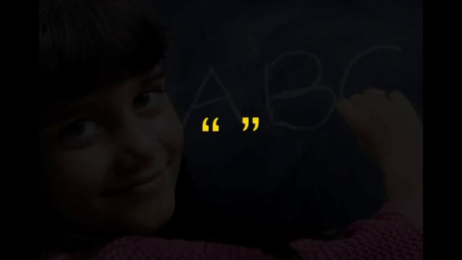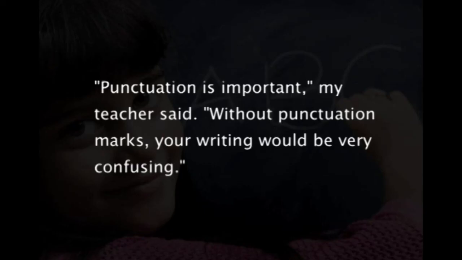Let us look at another punctuation mark, inverted commas. Inverted commas are used to show the words that somebody said or around a title of a play, film, etc. Let us take an example. "My teacher said, 'Punctuation is important. Without punctuation marks, your writing would be very confusing.'" Whatever is used in direct speech, we use quotation marks.